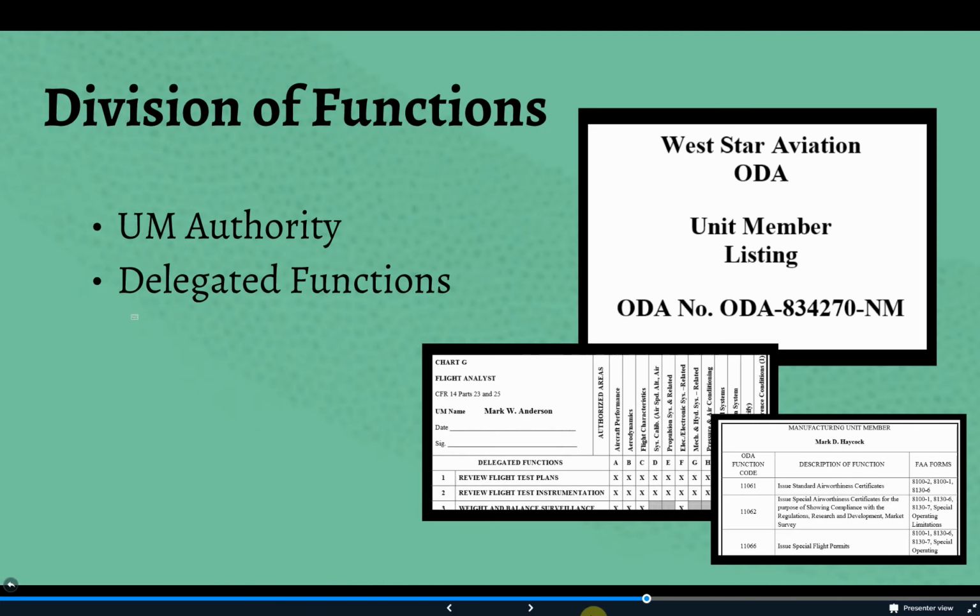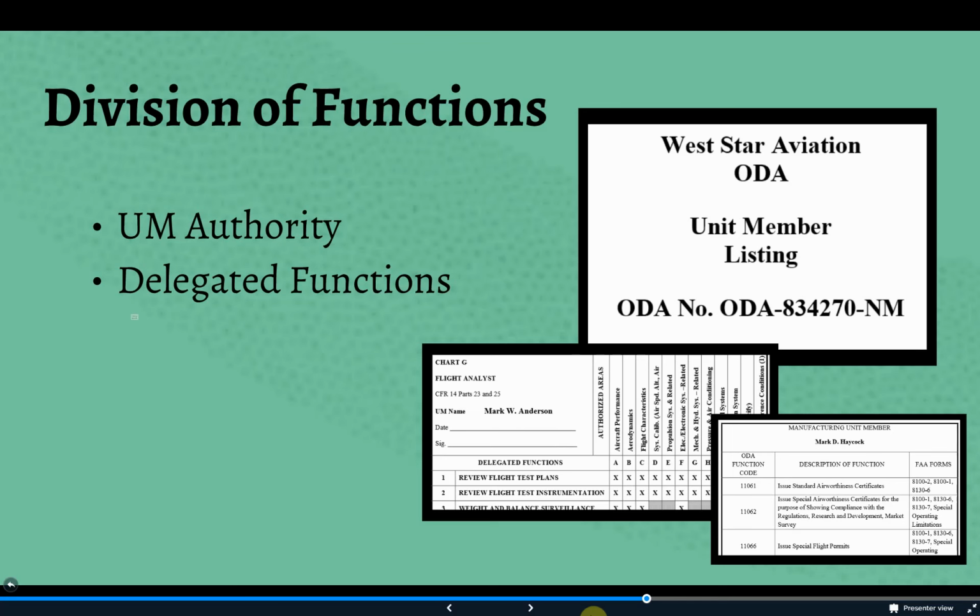With all of the functions for the ODA divided across our unit members, it may not be obvious who has authority to accomplish which roles. For clarity, this is defined in two ways. First, all authority and delegated functions are spelled out specifically for each person using the ODA unit member listing. When the listing is updated, it is emailed to all active unit members, so you'll always have the most up-to-date information.